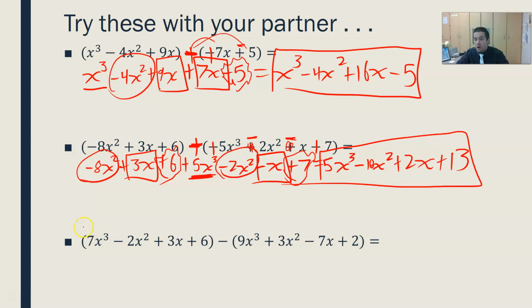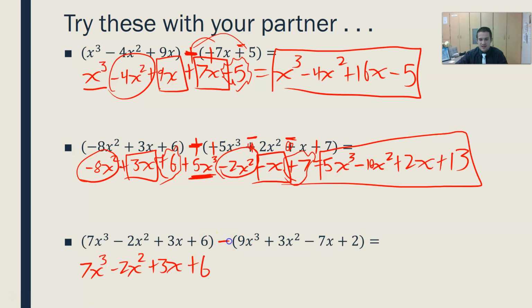Okay, let's do one more. This last one I have 7x cubed minus 2x squared plus 3x plus 6 minus 9x cubed plus 3x squared minus 7x plus 2. This is a subtraction problem. So I have 7x cubed minus 2x squared. I'm just writing this out, getting rid of the parentheses here.